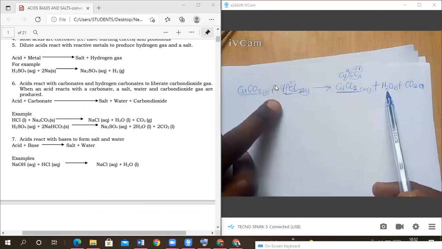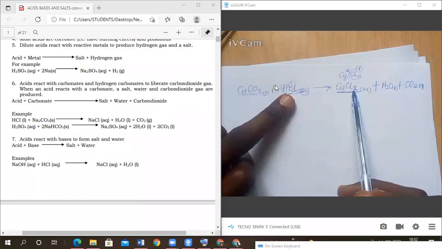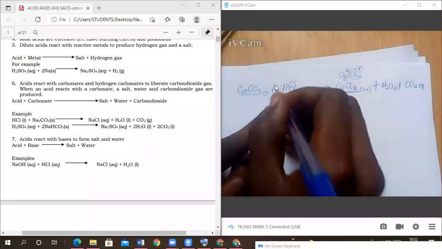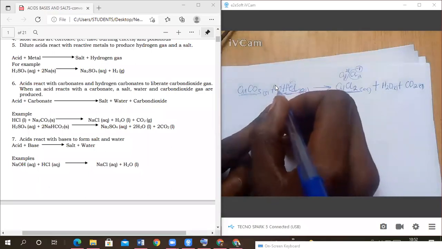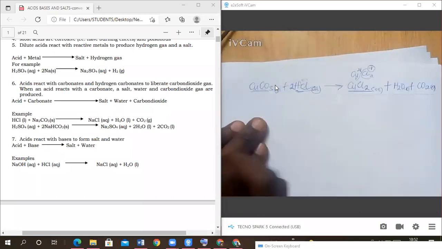How many are this side? 2. So there is an imbalance there. How many chlorides are here? 1. How many are this side? 2. So what is missing? A 2. Putting a 2 on the hydrochloric acid. That is what you do when you're balancing.